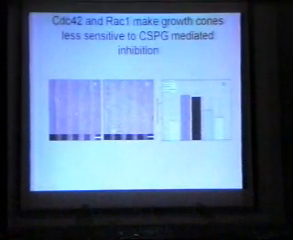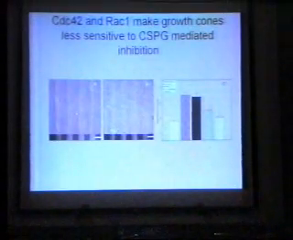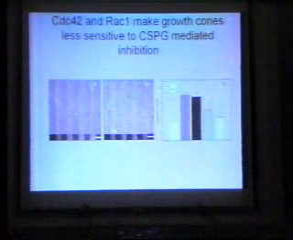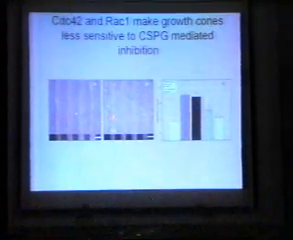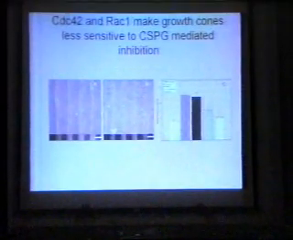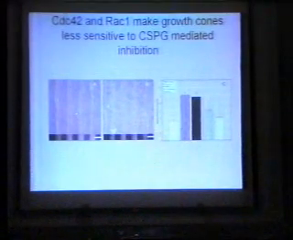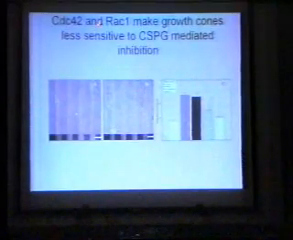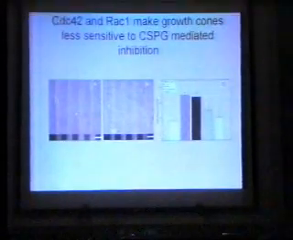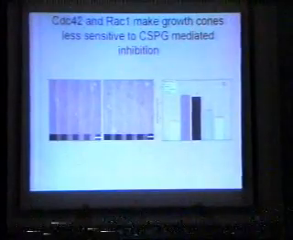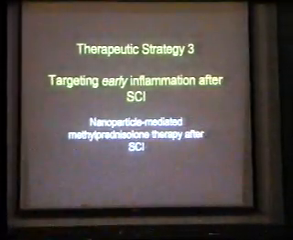Notice that in this case, we didn't do anything to the CSPG. It's still the same CSPG. We didn't digest away the sugars. We didn't downregulate any of the sulfate sugars. So clearly, we've done something to the mechanics of growth or the sensitivity of these growth cones to the inhibitor by mucking around with the small G protein. So this could be an approach, and I have a student pursuing this in vivo right now.